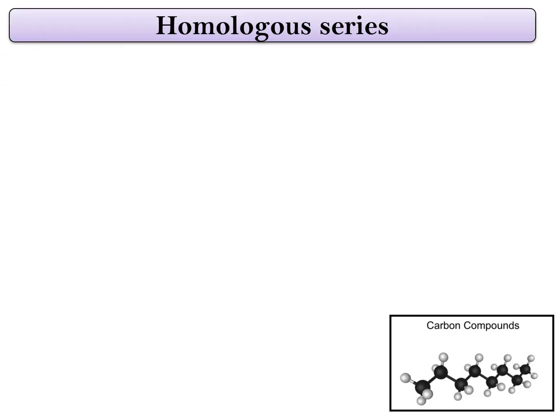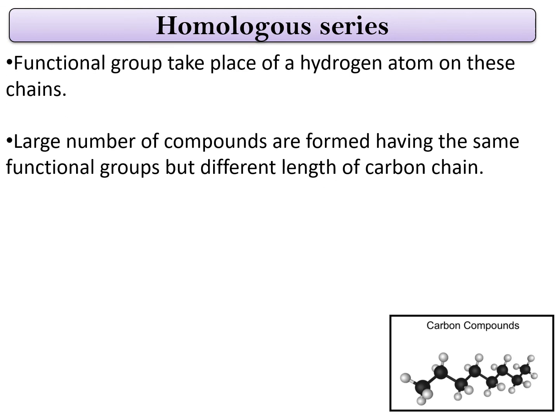Let's move to the next topic, that is homologous series. Functional groups, like we saw in the previous slide, take up the place of a hydrogen atom on the carbon chain. A large number of compounds are formed having the same functional group but different lengths of carbon chain. As the number of carbons increases, the length of the carbon chain increases. The same functional group can be added to different carbon compounds, but when we add it to different carbon compounds, the compound changes.